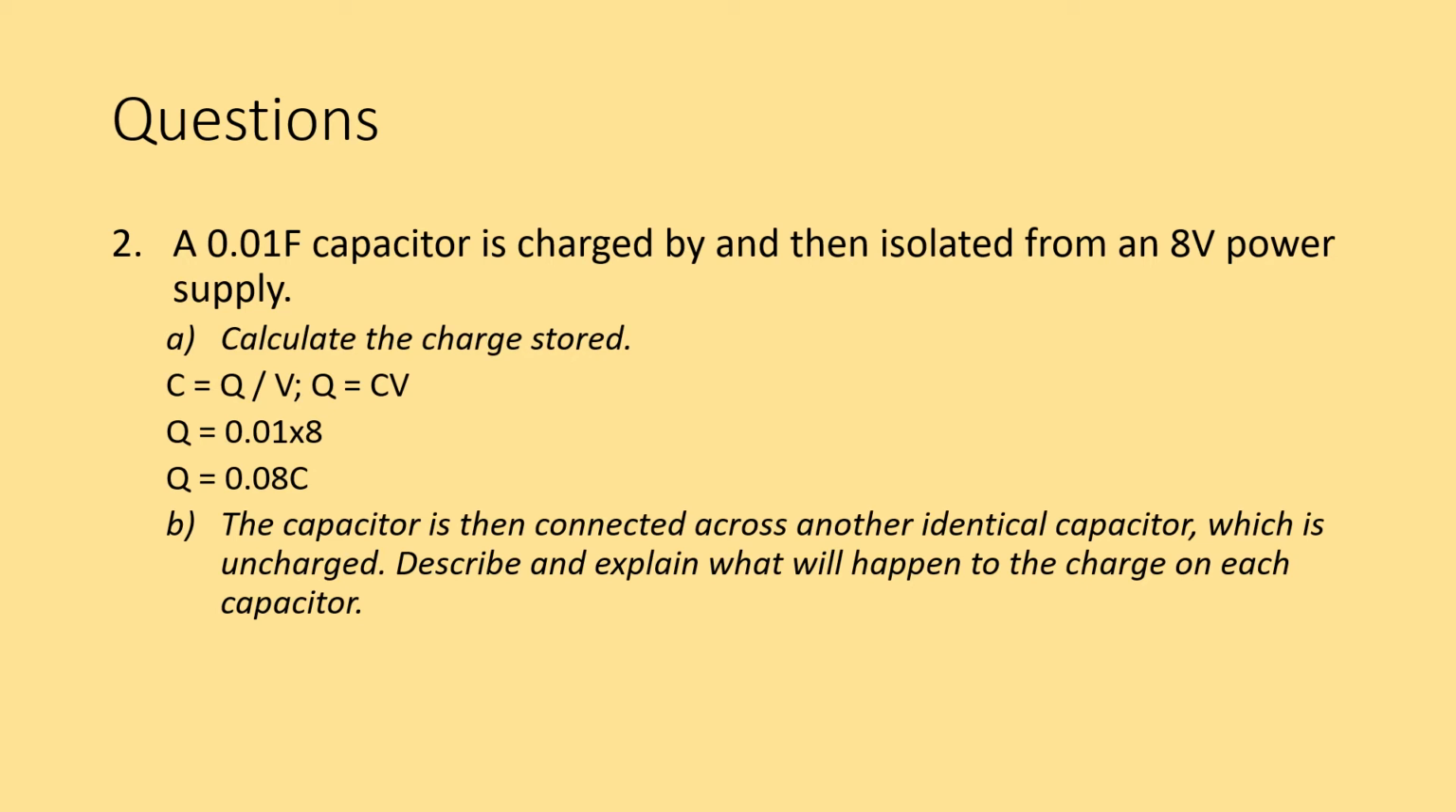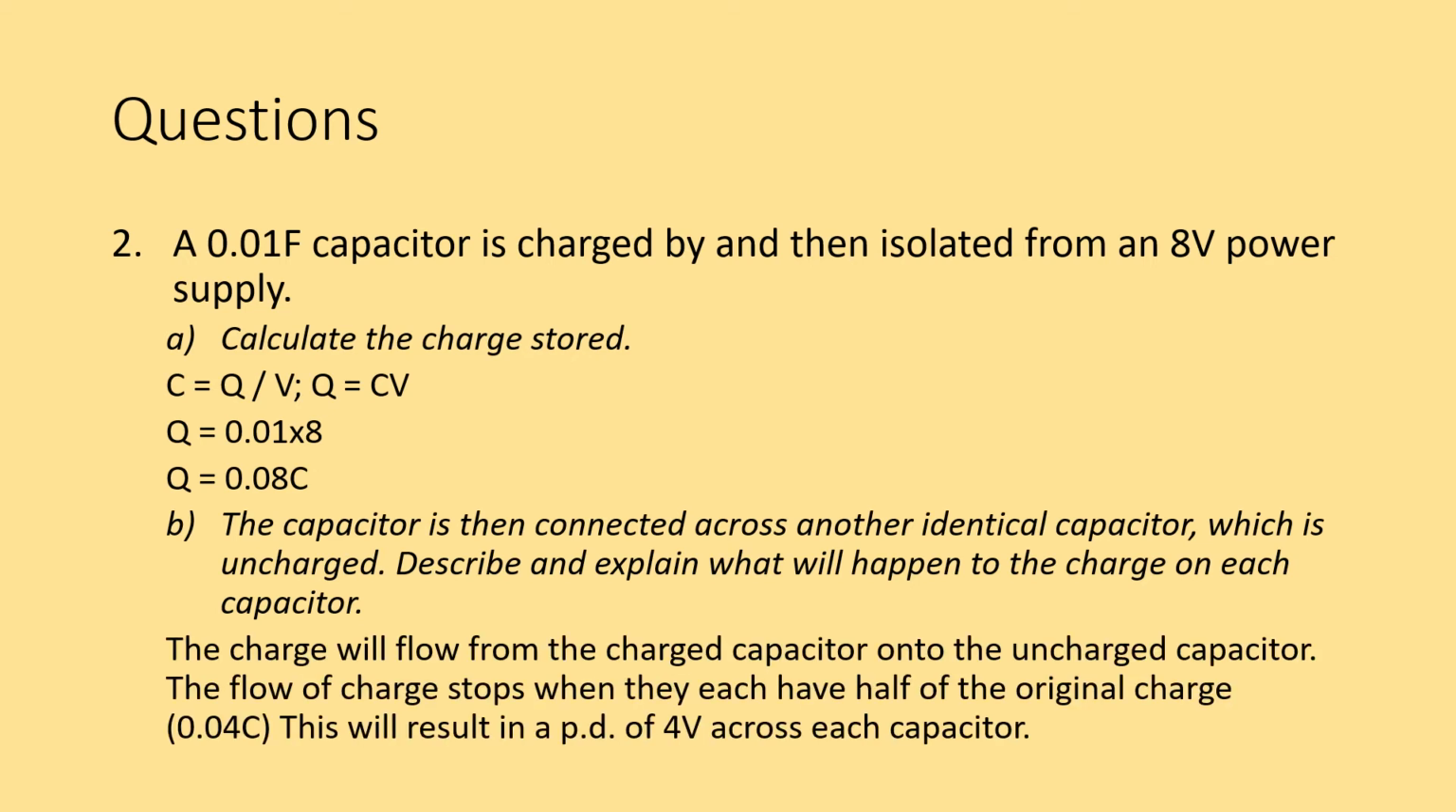The electrons on the negative plate of the charged capacitor are now going to start to flow towards the uncharged capacitor. So the charge is going to flow from the charged capacitor onto the uncharged capacitor. Now you've got to remember that the flow of charge is going to stop. In this case, we've almost got the same situation as when we have a power supply and a capacitor, but the charged capacitor is now acting as the power supply. So the flow of charge will stop when the potential difference across each capacitor is the same.